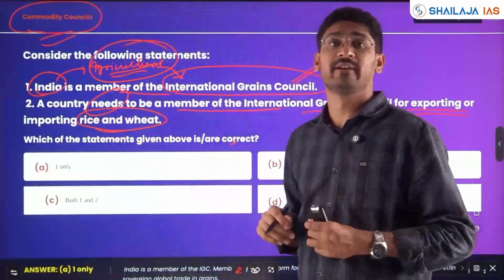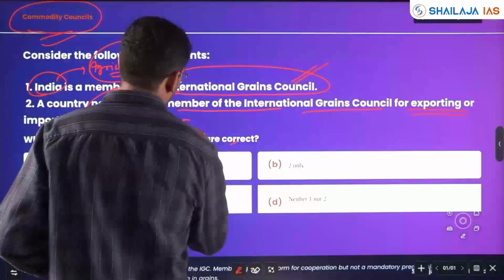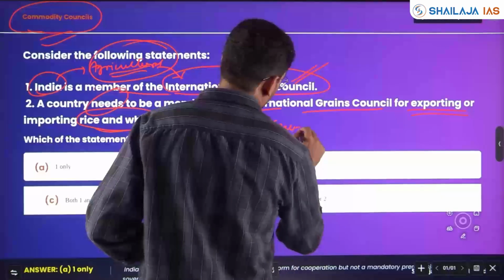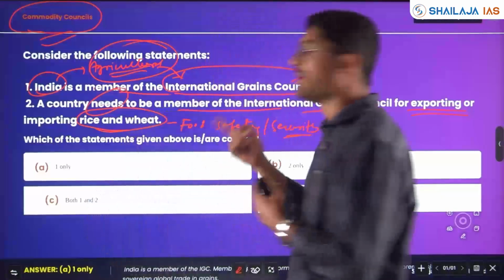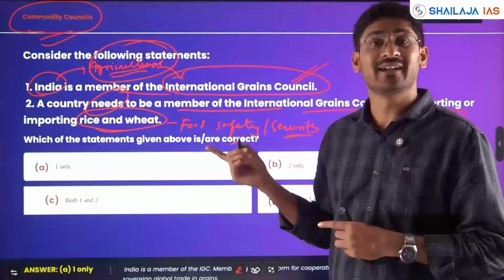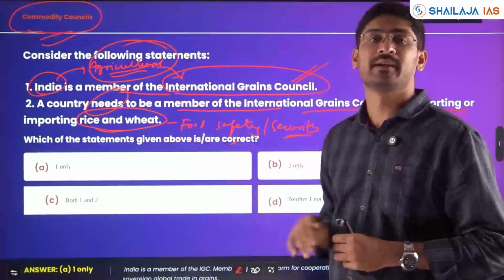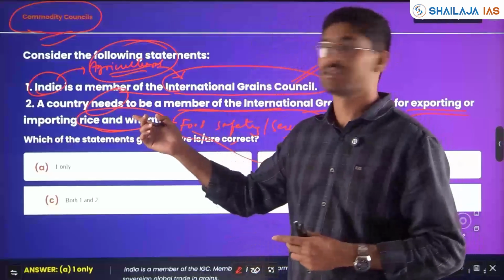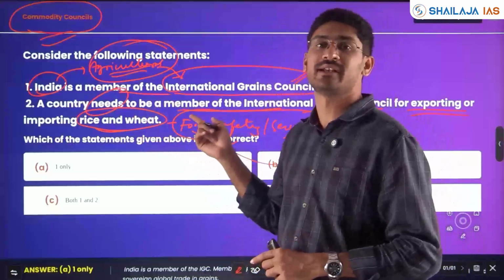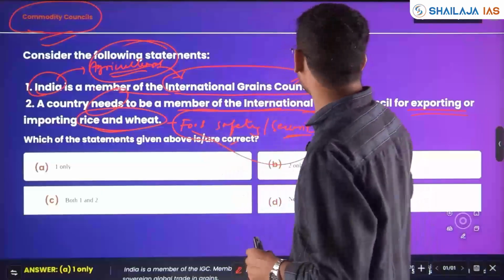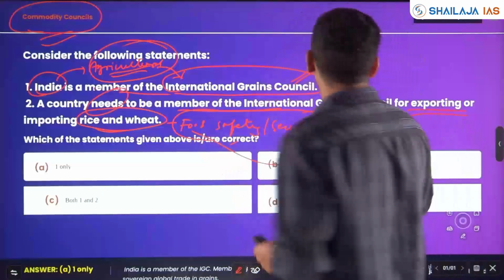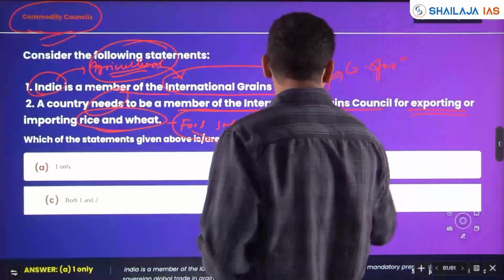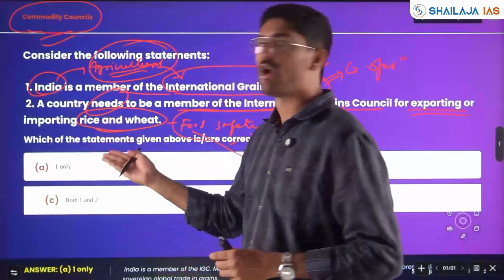To import rice and wheat, that is your food security, food safety and security, you need to be a member of IGC. Is it a right statement? Logically speaking, just for your food safety and security, you must join. Doesn't it feel like this is weaponization of IGC? Normally, the International Grains Council, all this will be based on cooperation, not mandatory. Cooperation and not mandatory. So statement 2 will logically not make sense.